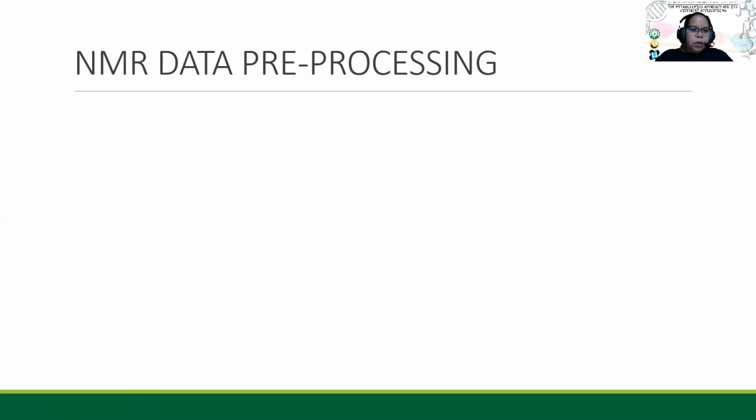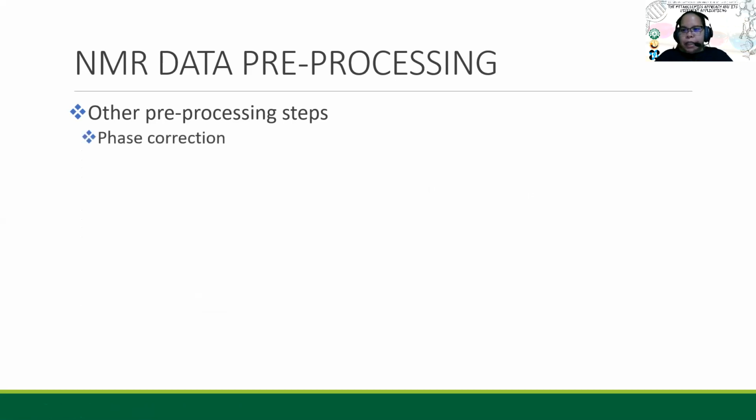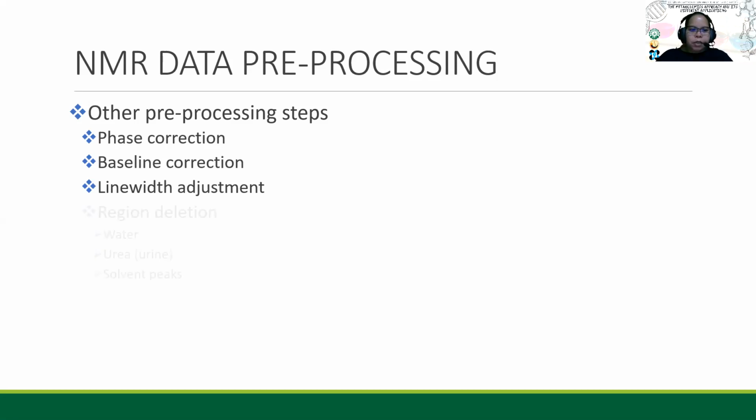Okay, in addition to that, there are other pre-processing steps. Common pre-processing steps in NMR will be, of course, your phase correction and baseline correction. Aside from that, in cases wherein there are some protein interaction effects, with some line broadening, you might have to do some line width adjustment.